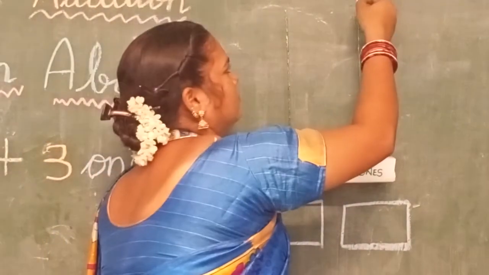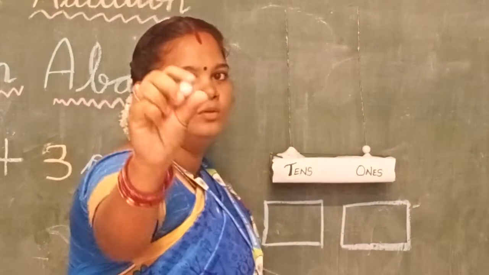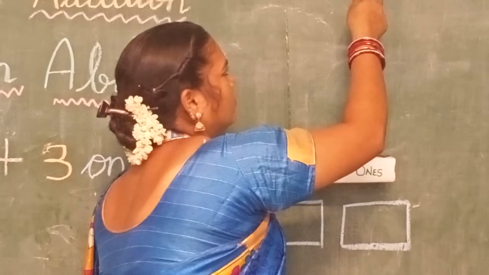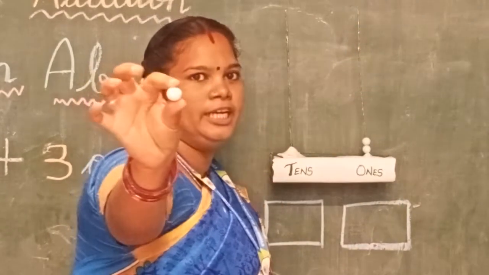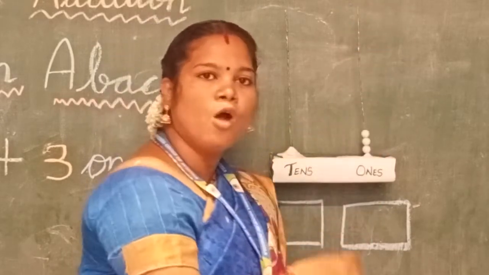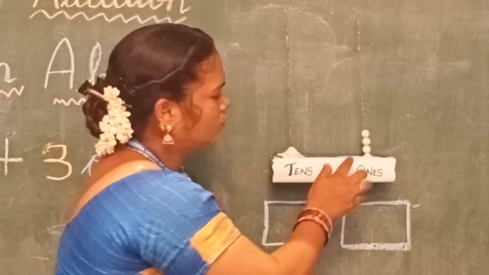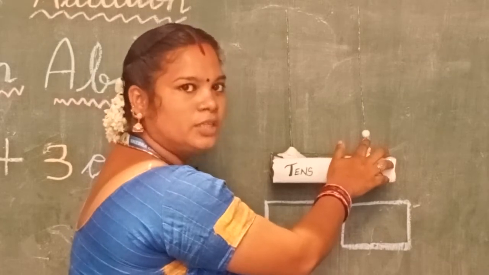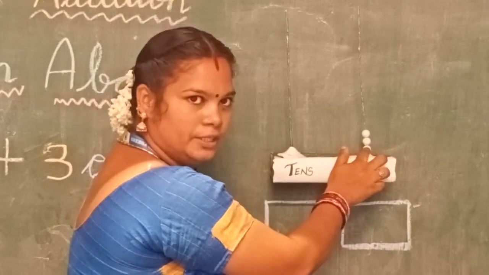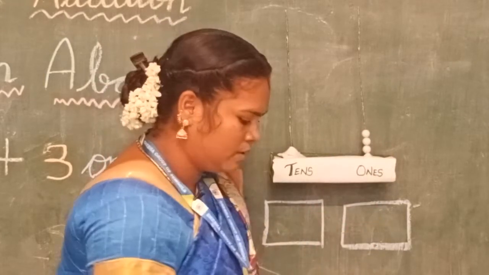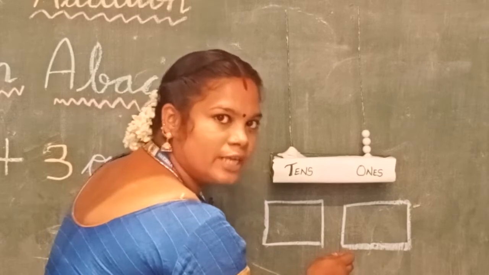1, 2, 3. Count the beads, children. 1, 2, 3. Write in the box 3.